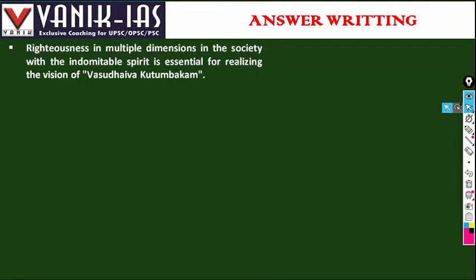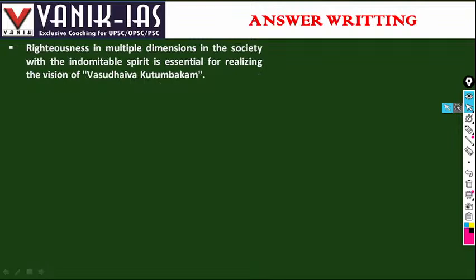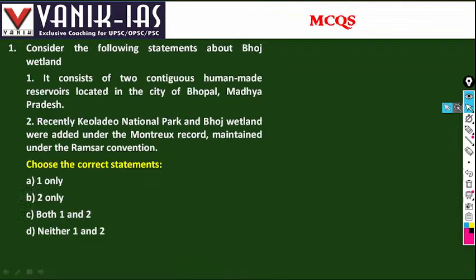Righteousness in multiple dimensions of society, with an indomitable spirit, is essential for realizing the vision of Vasudhaiva Kutumbakam. If you have righteousness, then you can think of doing good for society while simultaneously doing good for yourself, and this will promote the cause of Vasudhaiva Kutumbakam as promoted by Indian mythology and Indian culture, and right now by the Prime Minister of India.